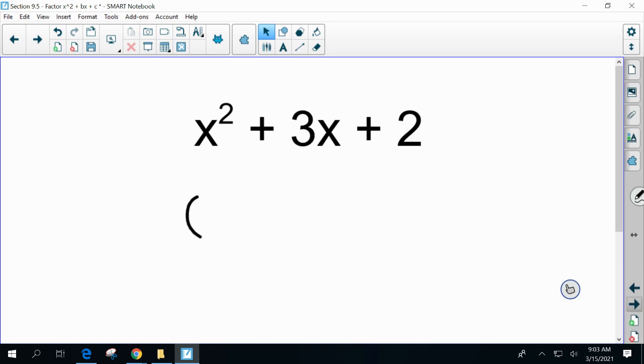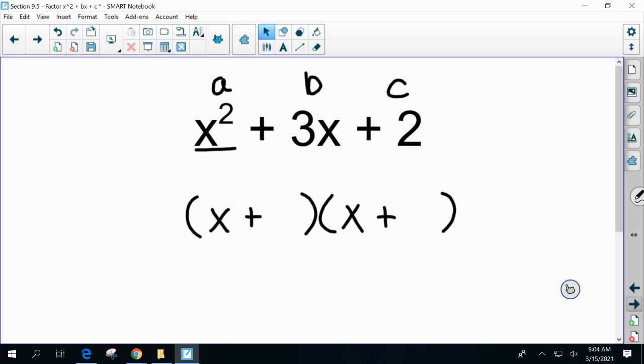So I'm going to go ahead and do two sets of parentheses and leave myself enough room to write. I'm going to put plus plus, because I know that my signs inside the parentheses are going to be plus plus. Okay, so the next part is pretty simple. I just need to take my A term, so this is A, B, C, and I am going to break apart my A term. It's x squared, which means it equals x times x. So I'm going to put x and x here.